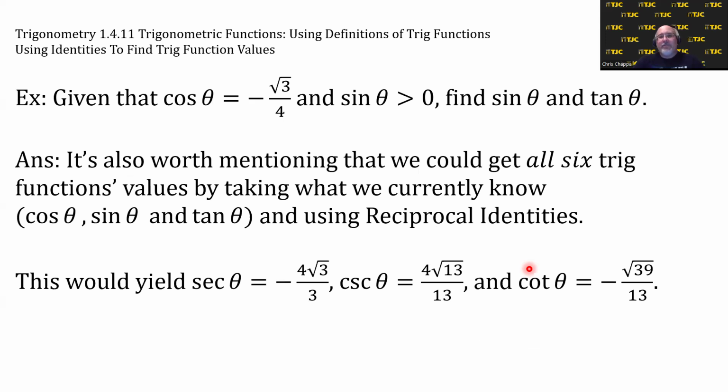Also, it's worth mentioning that we could get all 6 trig function values by taking what we currently know, cosine theta, sine theta, and tangent theta, and using reciprocal identities. If you did, here are the values you would get. I encourage you to go back and try to calculate secant theta, cosecant theta, and cotangent theta and verify that these are their values.